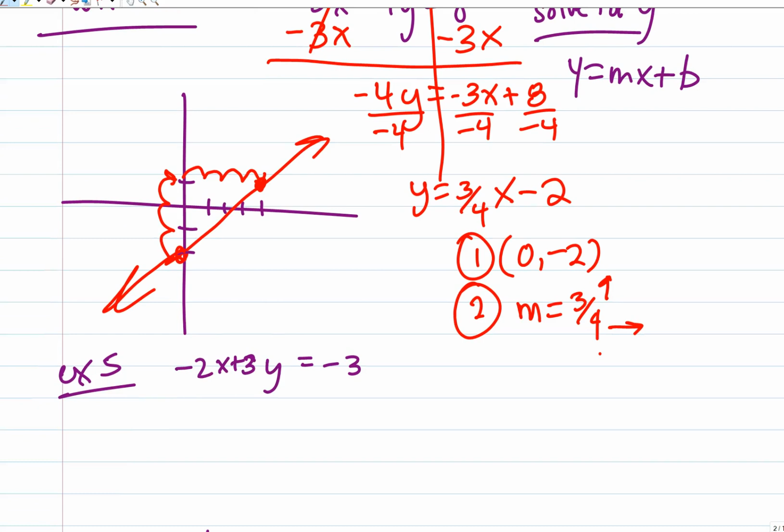Is the next one ready to graph? I had some people, I think in my other class, who were always graphing using x and y intercepts. This next one will destroy you. You will not be happy with this.